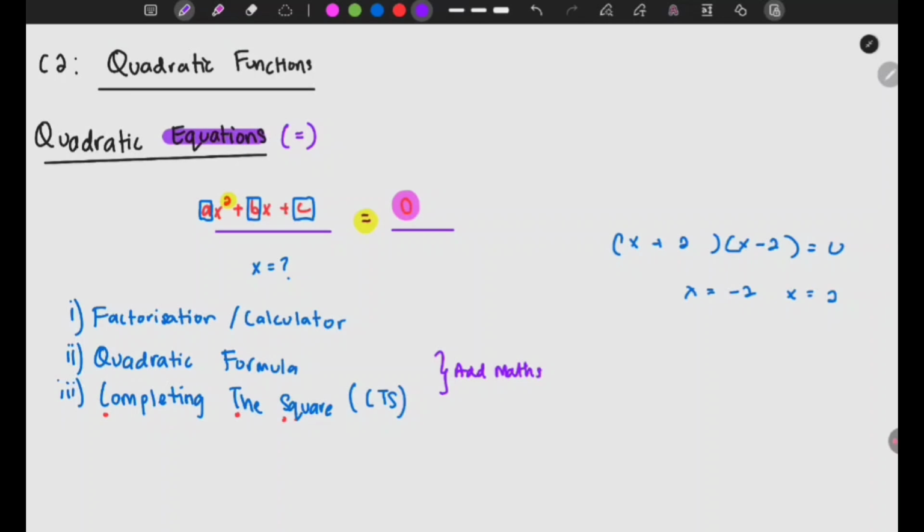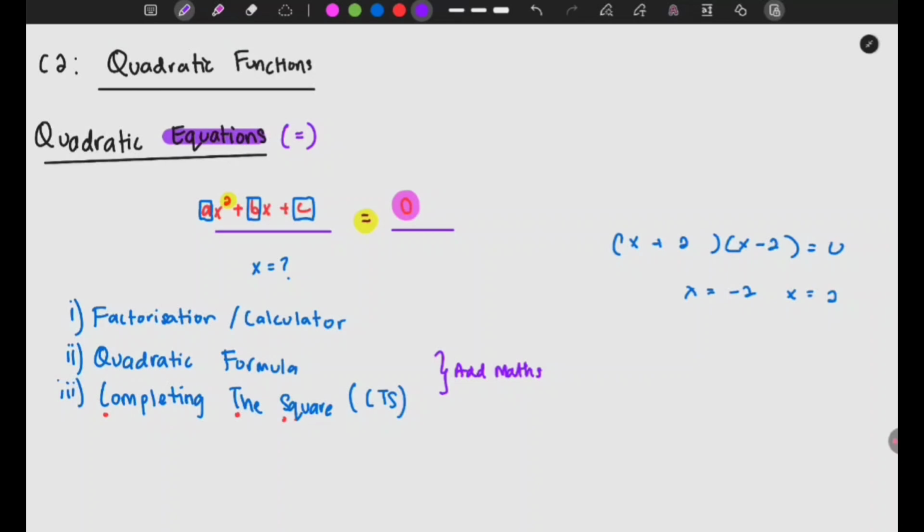Factorizing and calculator you will use in Modern Maths. You will learn in Modern Maths, if I'm not wrong, the first chapter of your Modern Maths. You will learn how to calculate quadratic functions using the calculator, pressing, factorizing. So you will not learn that again in this chapter. Instead, you will learn quadratic formula and completing the square.